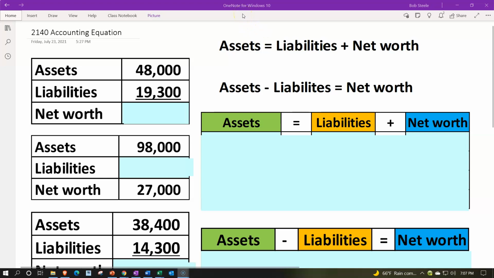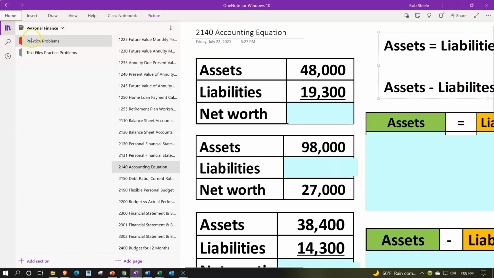If you have access to OneNote and would like to follow along, you're not required to, but if you would like to, we're in the icon on the left-hand side. We're in the Practice Problems tab, down in the 2140 Accounting Equation tab.